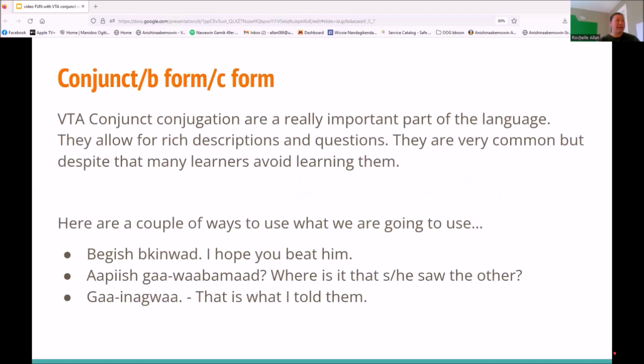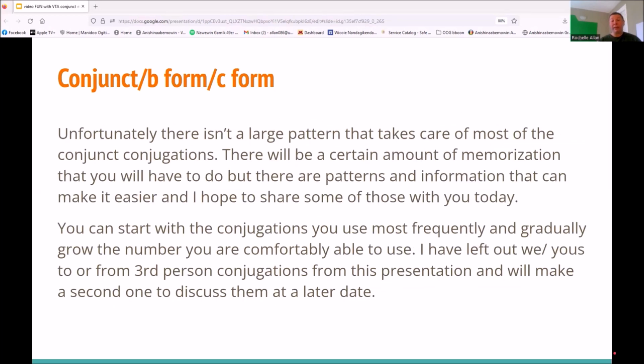These conjugations are very common, but a lot of learners sort of avoid learning them or delay learning them because they can be a bit intimidating. These are really common because they are both the B form. A lot of teachers will call them B form or C form. And these endings are used with both of those, and they give a huge amount of nuance, detail, clarity in your speaking once you get them.